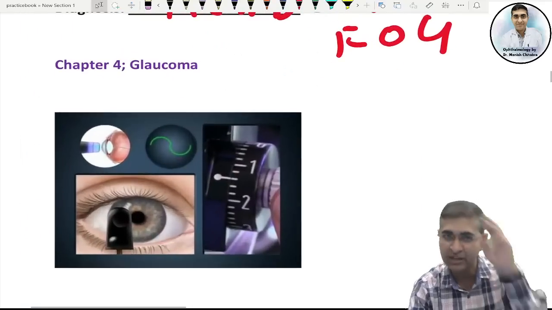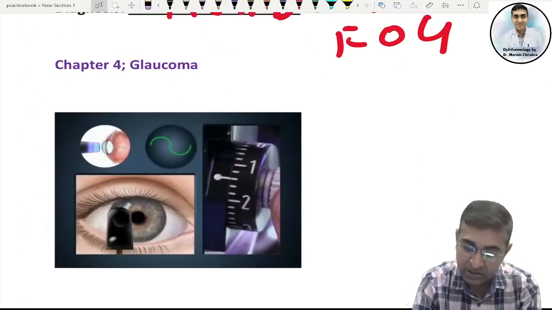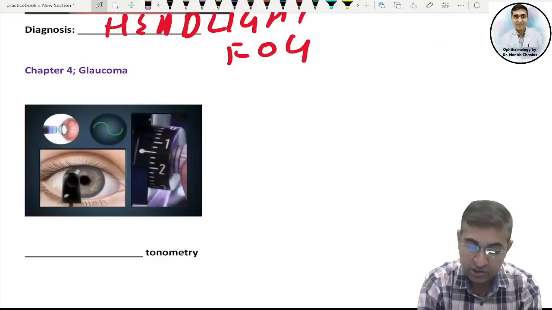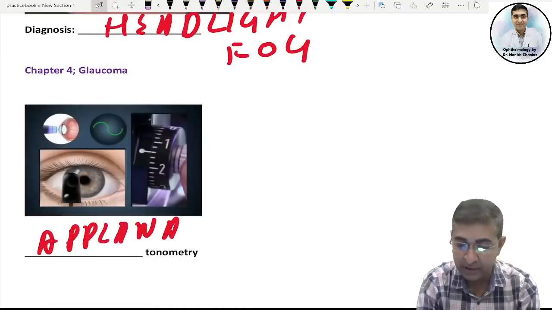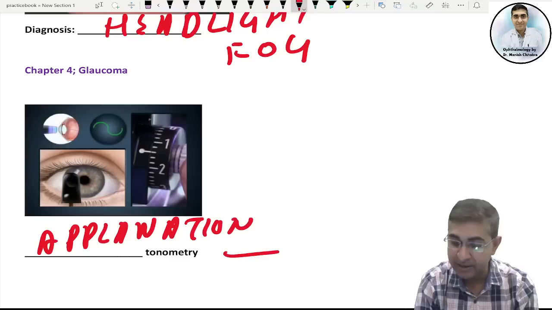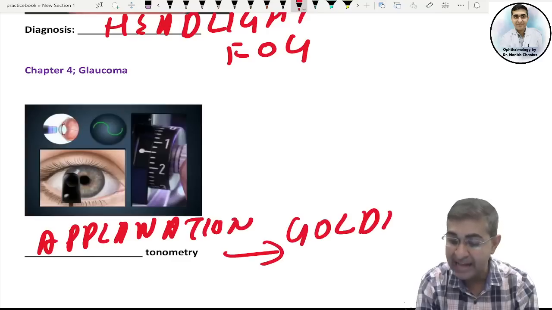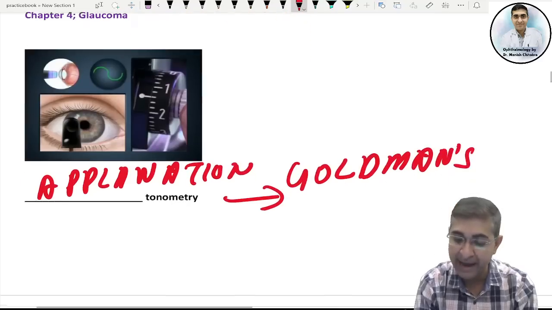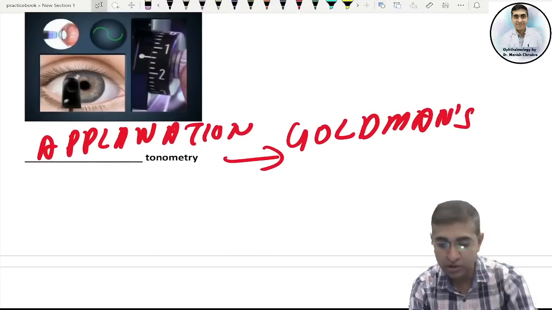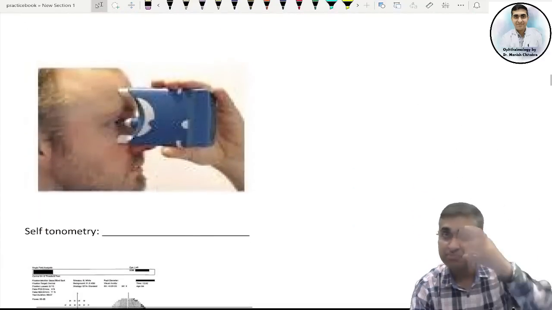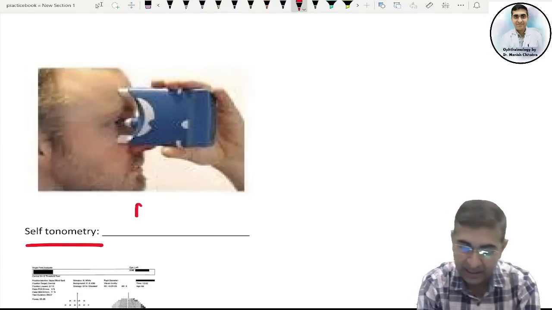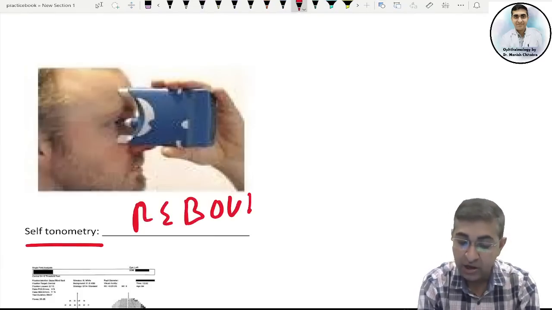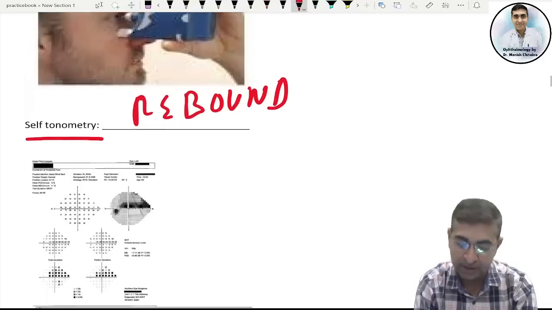Okay, now coming on to the next chapter, which is that of glaucoma. What is this technique? This is your typical applanation tonometry, and this is the gold standard. Gold for gold, applanation tonometry. It is Goldmann's applanation tonometry. It is the gold standard. Okay. Next, this person is checking his own IOP, that is self tonometry, and the tonometer used is the rebound tonometer. Okay.